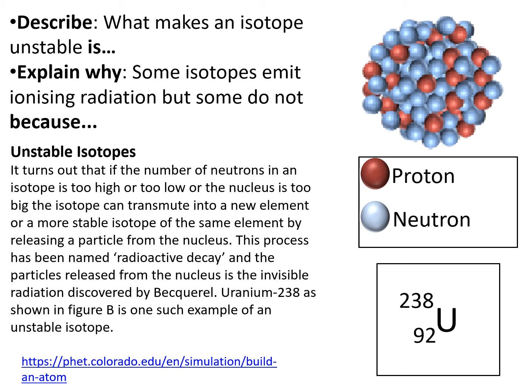So, unstable isotopes. It turns out that if the number of neutrons in an isotope is too high or too low, or the nucleus is too big, the isotope can transmute into a new element, or a more stable isotope of the same element, by releasing a particle from the nucleus. This process has been named radioactive decay, and the particles released from the nucleus are the invisible radiation discovered by Becquerel. Uranium-238, as shown in figure B, is one such example of an unstable isotope.